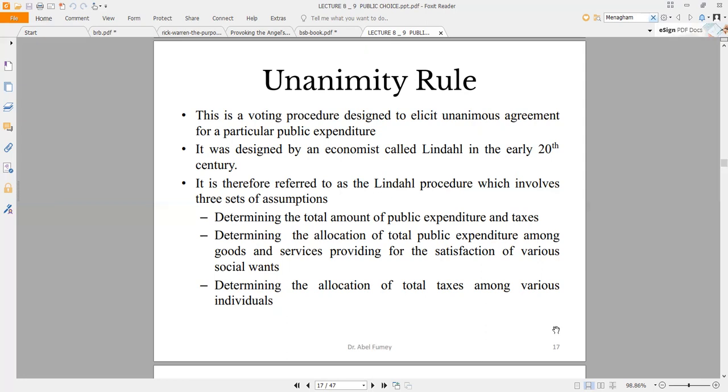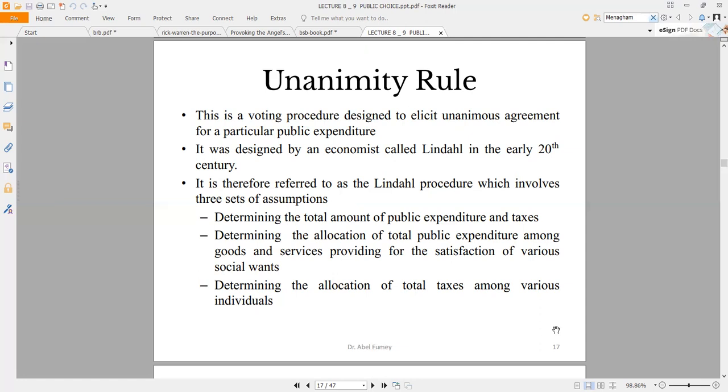Okay, so you see how direct this is, all the people involved. Now, this rule was actually propounded by Lindahl, and these are the assumptions for this rule. First, we have to determine the total amount of public expenditure and taxes. What is the total amount of money that we need to produce that public good, to produce that particular quantity of the government good that we want to produce, and the taxes that the individuals will have to pay.